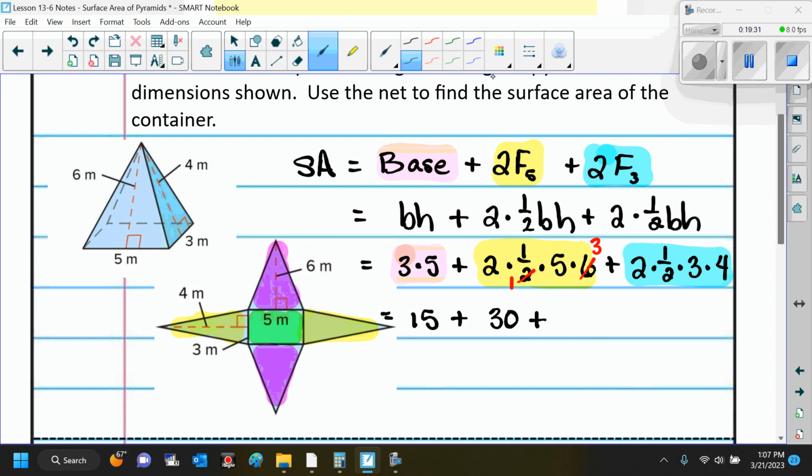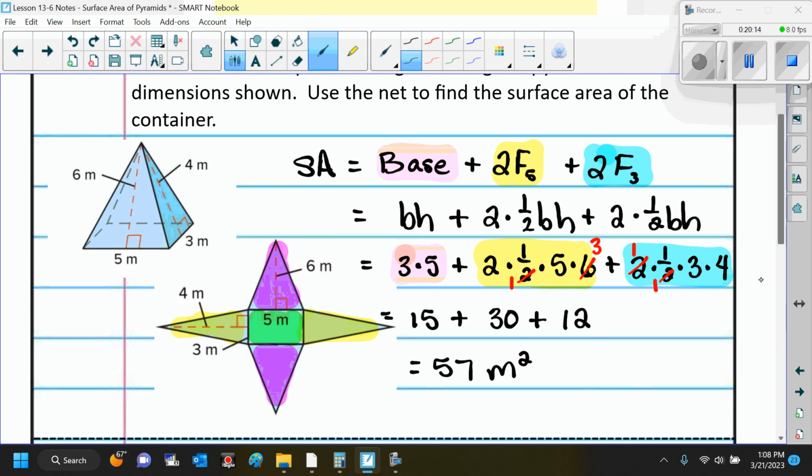Plus, and then over here, again, we can simplify before we multiply. So I am going to simplify the 2 and the 4. Actually, I can do the 2 and the 2. And then 2 divided by 2, 1. So that's going to be 1 times 1, which is 1, times 3 times 4. So this is just 3 times 4, which is 12. So when we add these together, we've got 15 plus 30, that's 45 plus 12. That gives us 57. So that's going to be 57 meters squared.